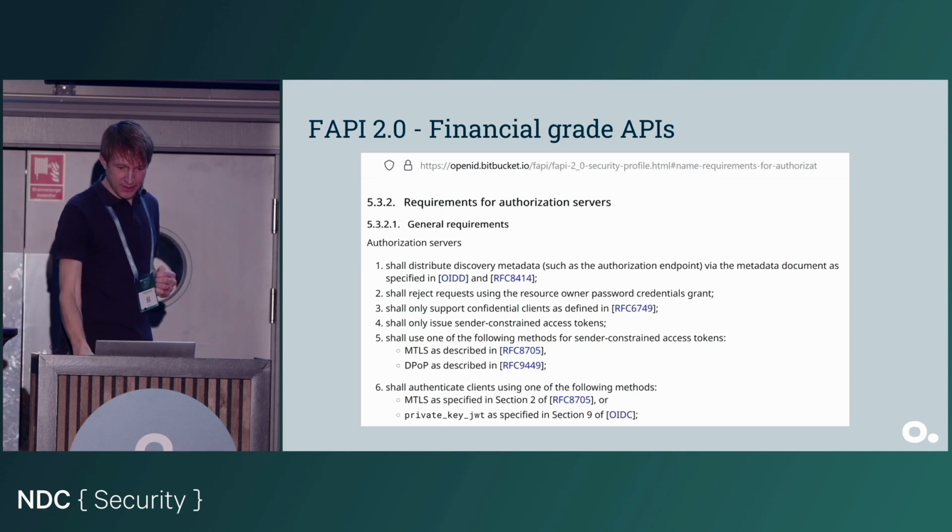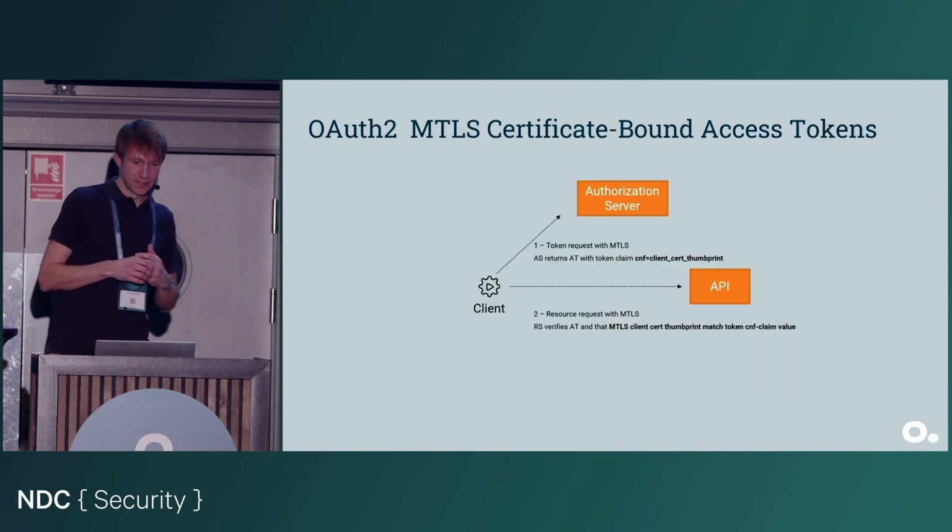We have mentioned sender-constrained access tokens a lot, and now we will look into that. There are 2 ways to do this: mutual TLS or demonstrating proof of possession. So we start with mutual TLS, and it looks like this.